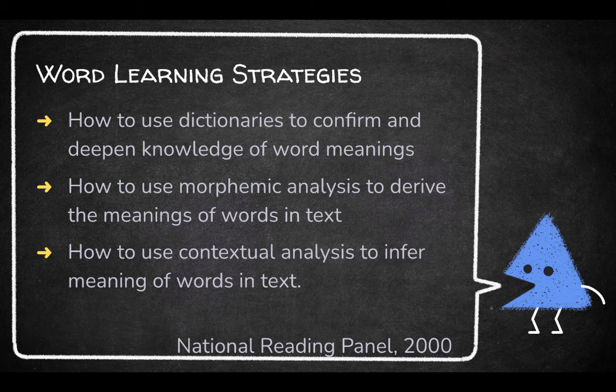The National Reading Panel identified 3 word learning strategies as being effective for determining the meanings of unfamiliar words. These include using a dictionary, analyzing the morphemes in words, and analyzing the context of a sentence. These are the 3 strategies that we will focus on in this video.